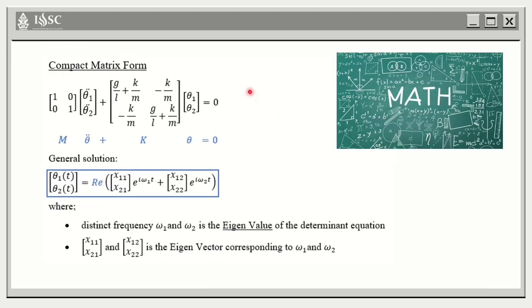Okay, so to find the general solution of the equation of motion, we can use the compact matrix form like this. We just need to change the previous equations into the form of a matrix like this, and then we can find the general solution here, which is the real part of this solution. So the distinct frequencies omega 1 and omega 2 here are the eigenvalues of the determinant equation, and this matrix is the eigenvector corresponding to omega 1 and omega 2.